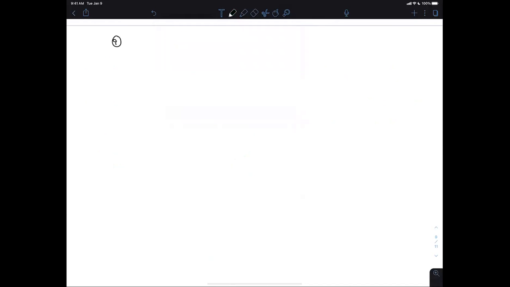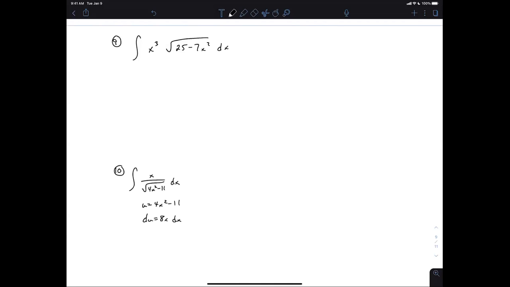But 9 is x cubed square root 25 minus 7x squared. And I'm sure I meant for you to do trig sub on that one, but I think you could get around it with u sub. On 10, you should for sure use u sub. So 10, I'm not going to do all of 10, but you would let u equal 4x minus 11 and du equals 8x dx. Does that make sense to everybody? I'm going to take that as a yes.